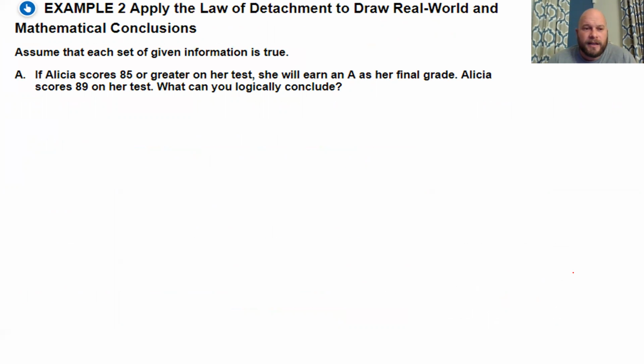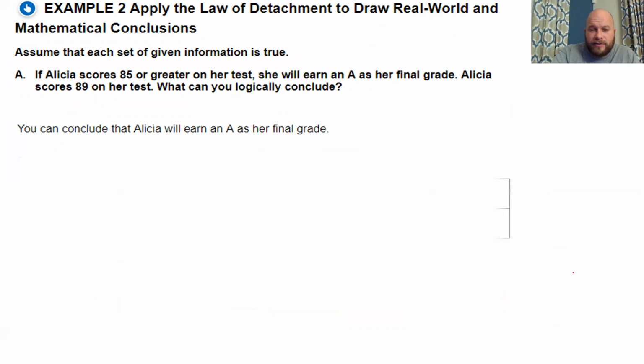This first one says, if Alicia scored 85 or greater on her test, she will earn an A as her final grade. Alicia scores an 89 on her test. What can you logically conclude? Well, she got an 89, which is higher than 85, so she got an A. Now, how did we make this conclusion?